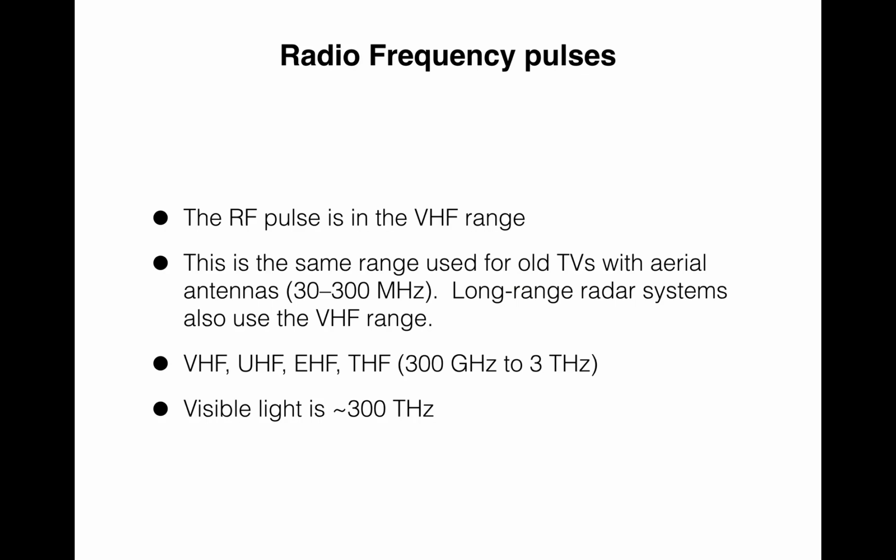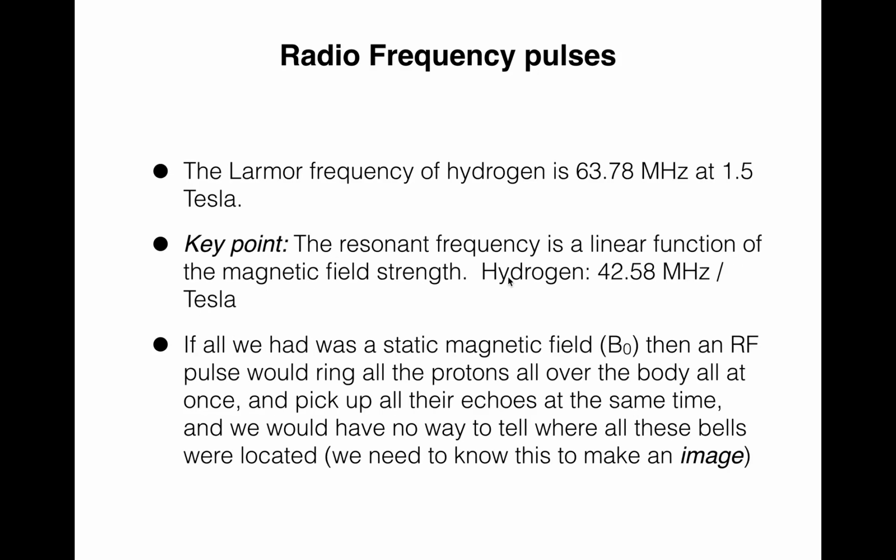The radio frequency pulse is in what's called the VHF range, and if you're of a certain age, you know VHF was the range that the TVs of our childhoods picked up signal using little aerial antennas that were either up on your roof or on top of the TV itself. There are different names for the different parts of the radio frequency spectrum: very high frequency, ultra high frequency, extremely high frequency, tremendously high frequency, which goes from 300 gigahertz up to 3 terahertz. And just for reference, visible light is all the way up at 300 terahertz or so. So we're a long way from visible light, down in the VHF range with the sorts of pulses that we're sending in. The Larmor frequency of hydrogen is 63.78 megahertz at 1.5 Tesla.